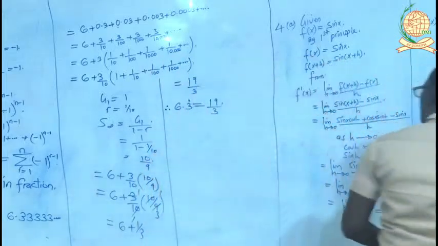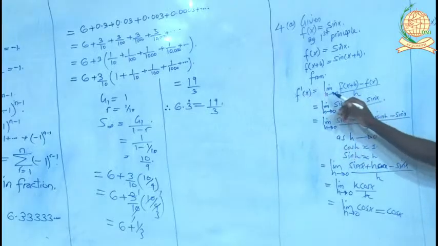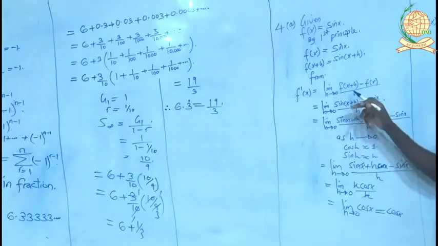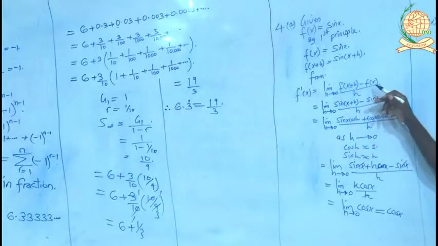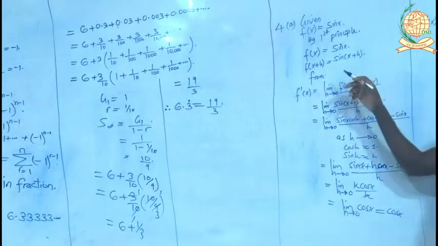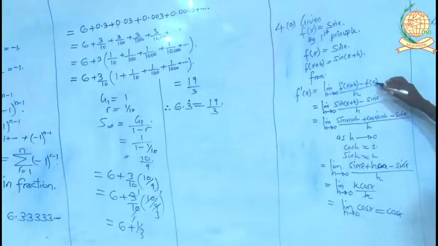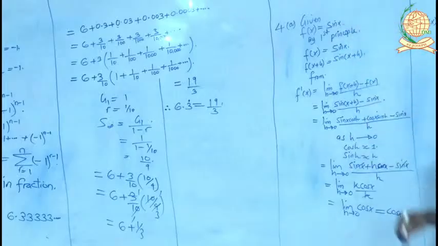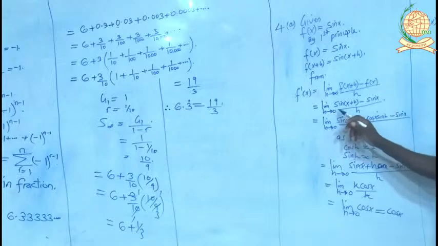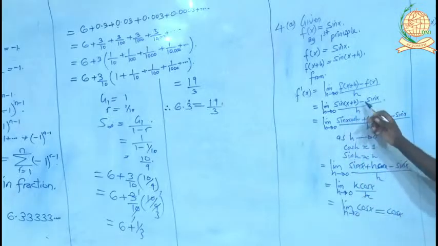First you write the formula that the derivative of the function by using first principle is given by limit as h goes to 0 of f of x plus h minus f of x over h. f of x plus h, you add h to x, sine of x plus h. f of x is the given function, sine x. Then substitute it into the formula. It will be limit h goes to 0, sine of x plus h minus sine x over h. Write the expression for sine x plus h.